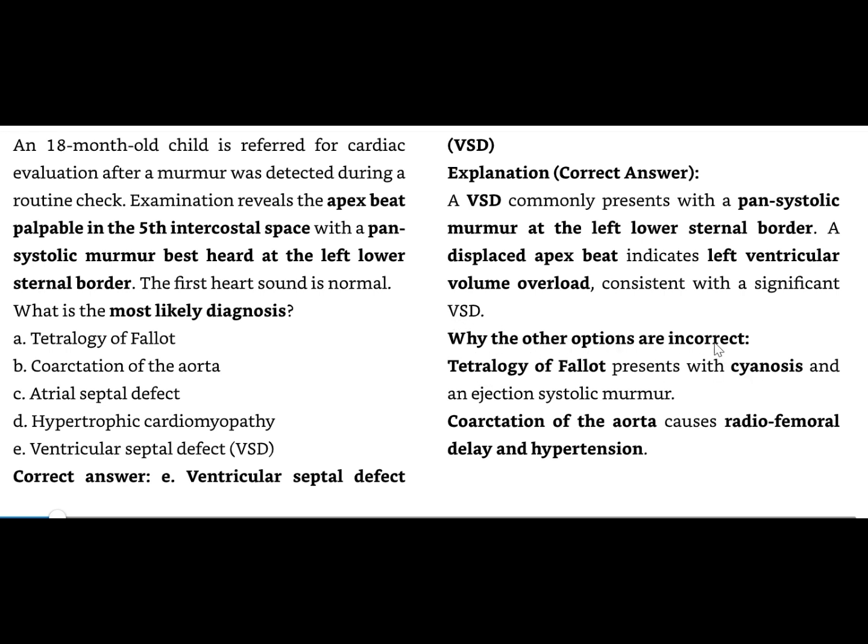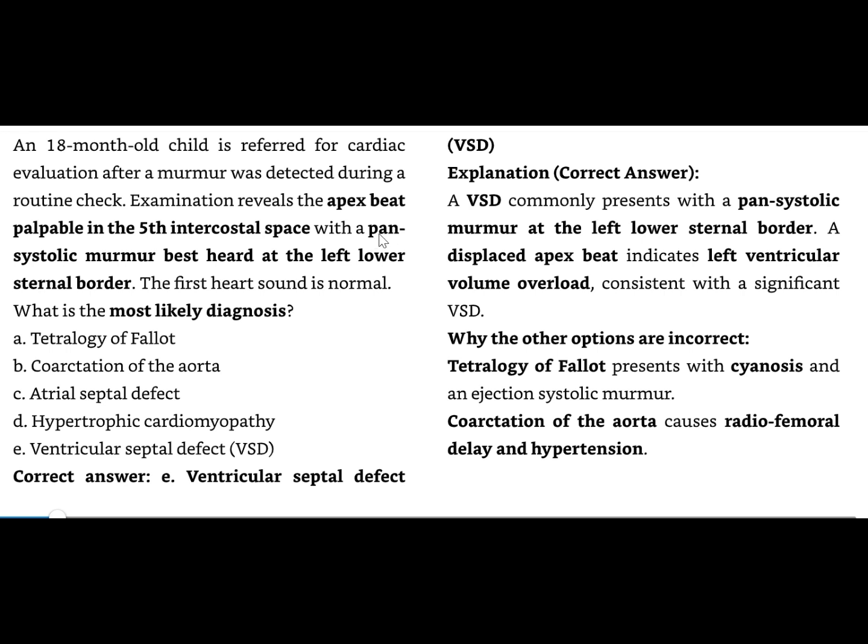Why are the other options incorrect? Tetralogy of Fallot presents with cyanosis and an ejection systolic murmur. There is no cyanosis here. And an ejection systolic murmur: the murmur is heard during systole and it's an ejection type.